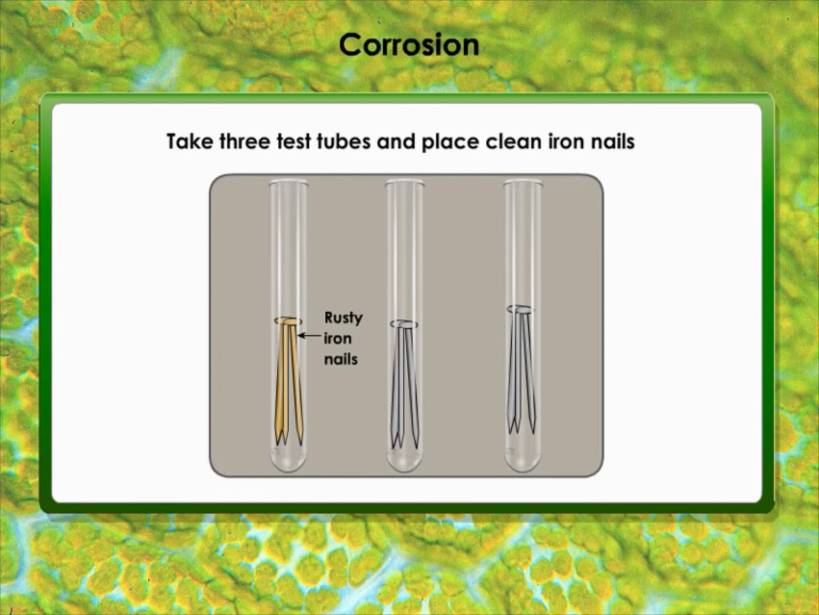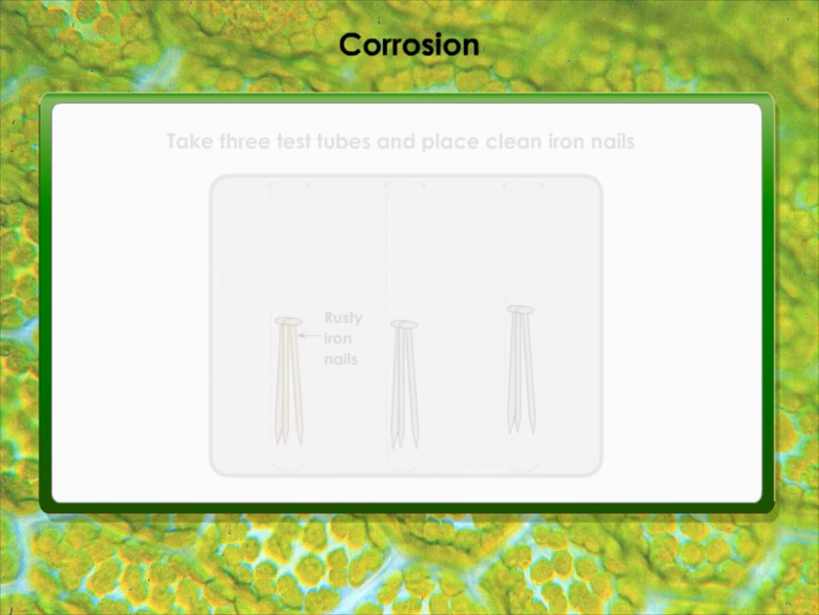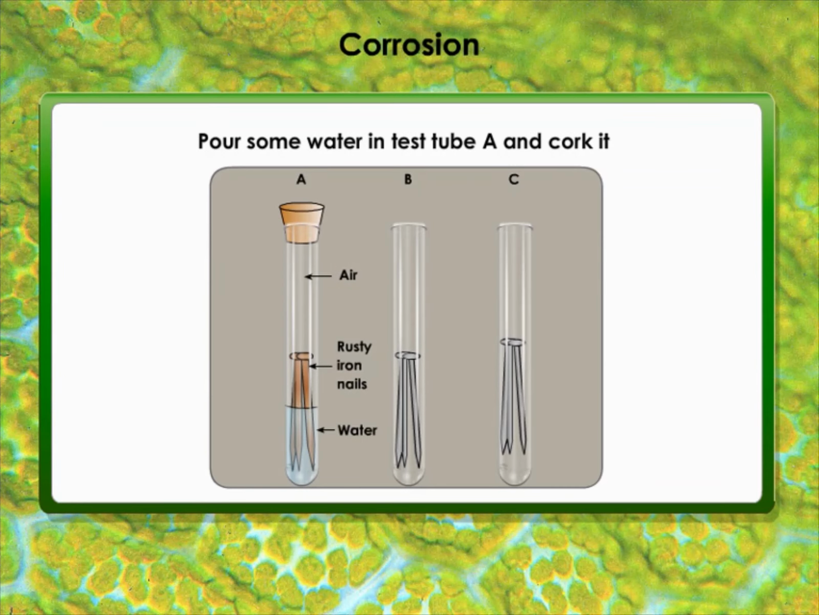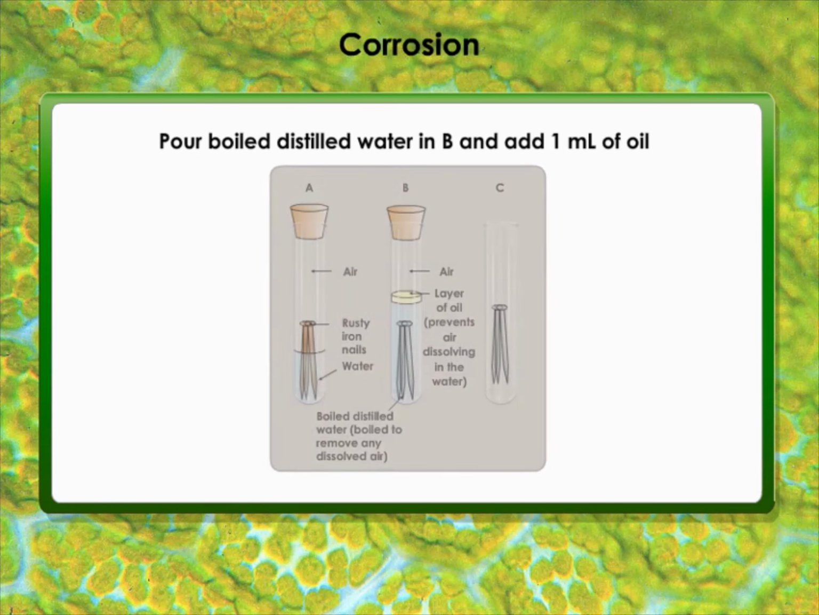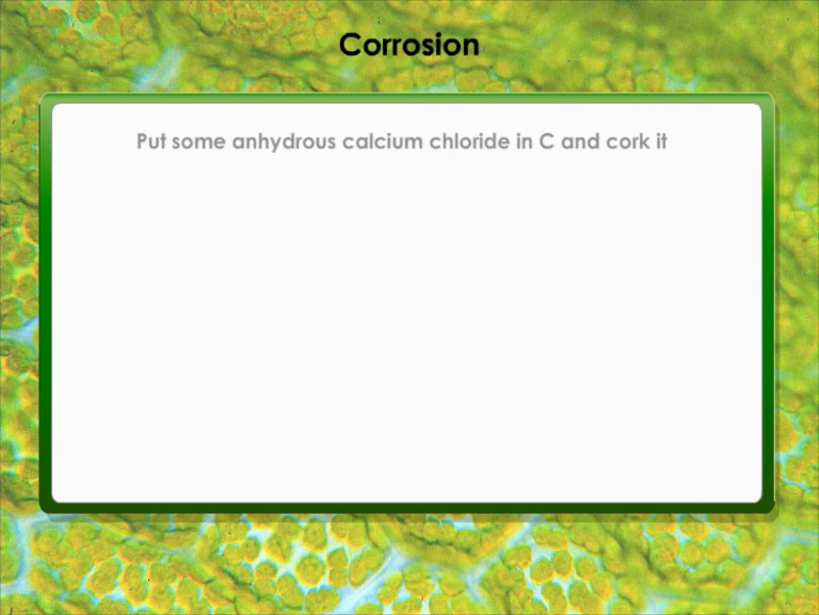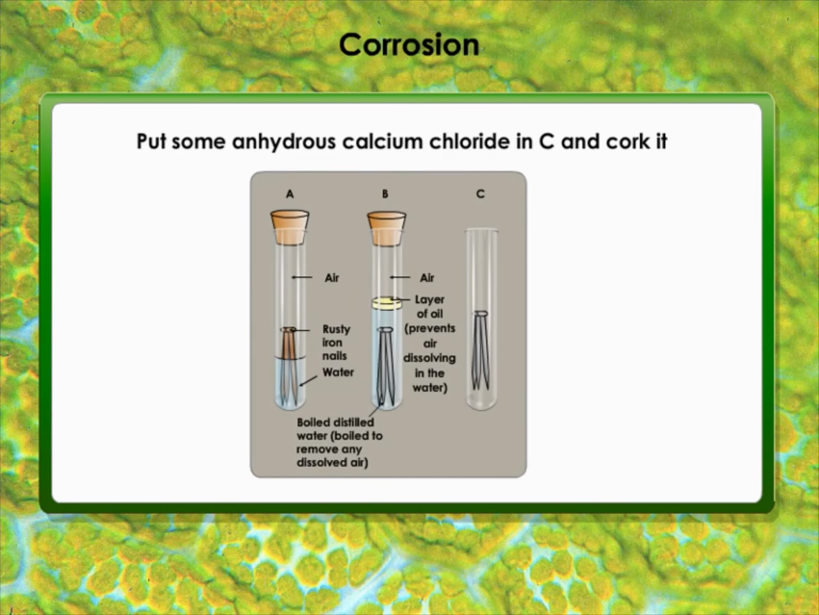Let's find out the conditions under which iron rusts with the help of an activity. Take 3 test tubes and place clean iron nails in each of them. Label these test tubes A, B, and C. Pour some water in test tube A, and cork it. Pour boiled distilled water in test tube B, add about 1 ml of oil, and cork it. The oil will float in water and prevent air from dissolving in water. Put some anhydrous calcium chloride in test tube C and cork it. Anhydrous calcium chloride will absorb the moisture, if any, from the air. Leave these test tubes for a few days and then observe.